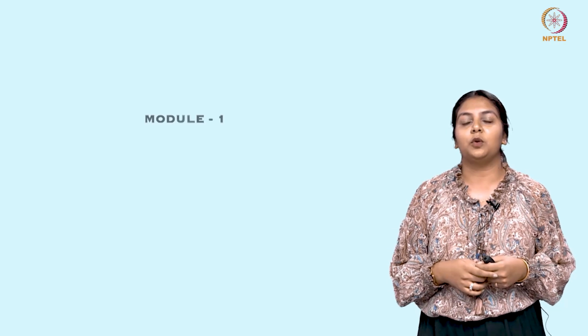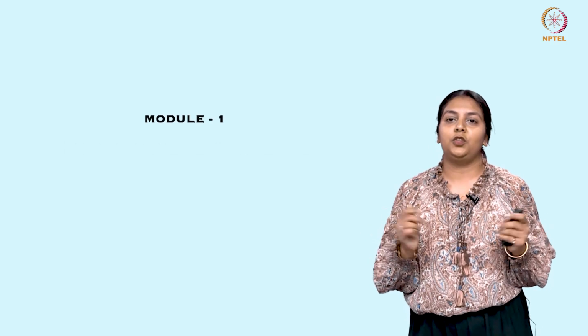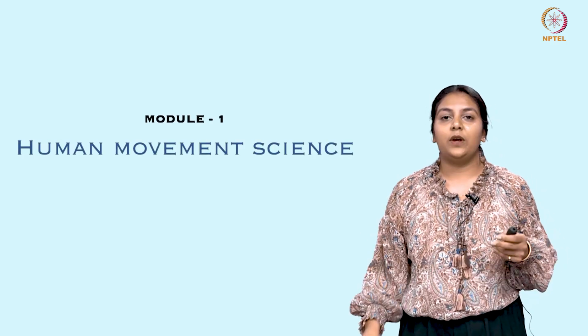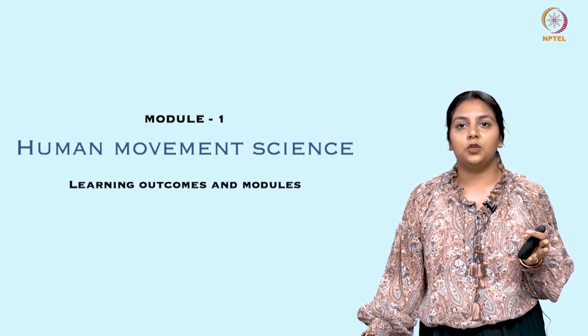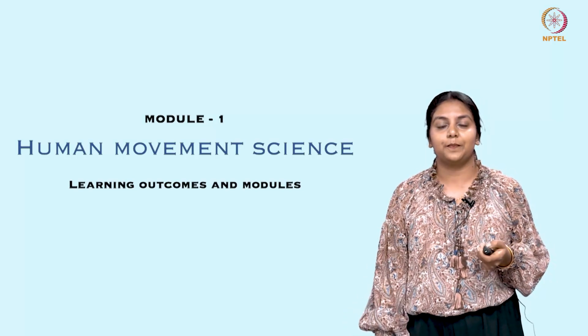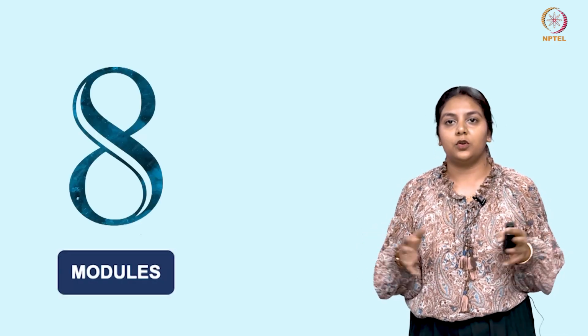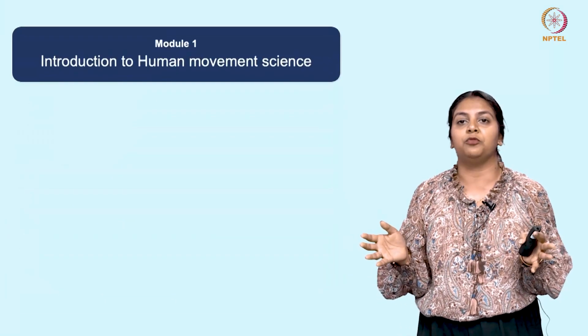Hello and welcome to Module 1 for the course Human Movement Science. Let's look at some of the learning outcomes and the modules that we'll be learning throughout the course. The way we've designed the course is broken down into 8 modules across your 8 weeks, and the first module we'll be looking at is Introduction to Human Movement Science.